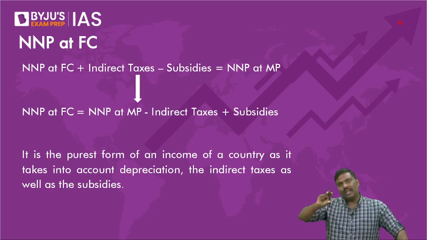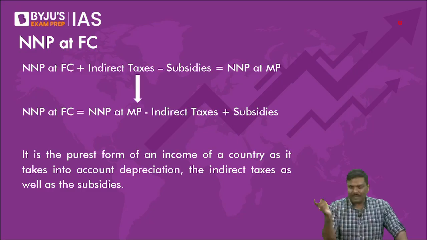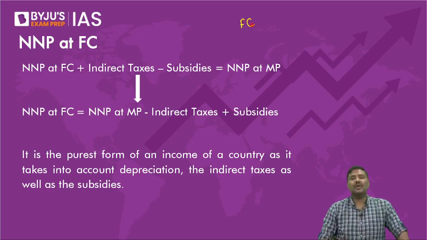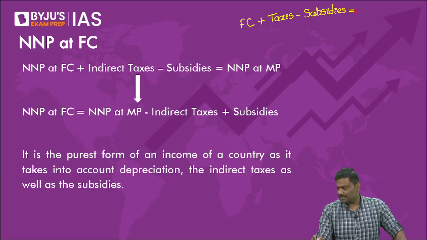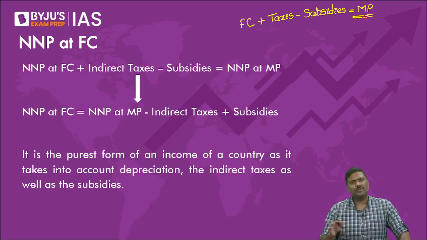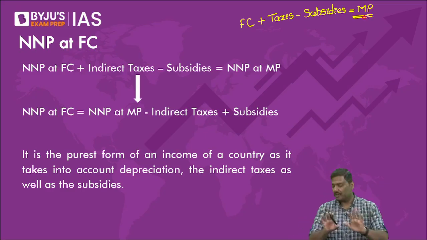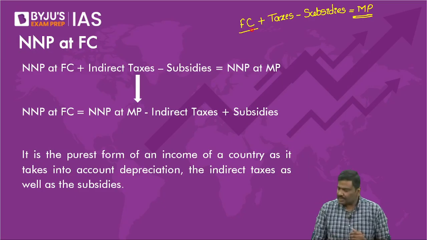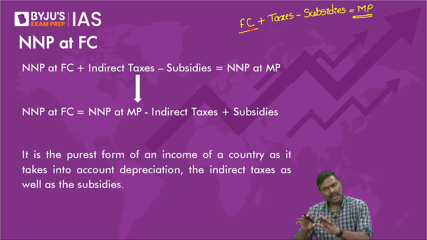But use NNP to calculate one more formula. Last one for you people. Last one, have a look at this. What I've done is, do you remember the formula? Earlier, we have used this. Factor cost plus taxes minus subsidies is equal to market prices. Is the formula okay? The basic formula. I'm not writing production, product, etc. The basic formula. Okay, so factor cost plus taxes minus subsidies is equal to market prices.